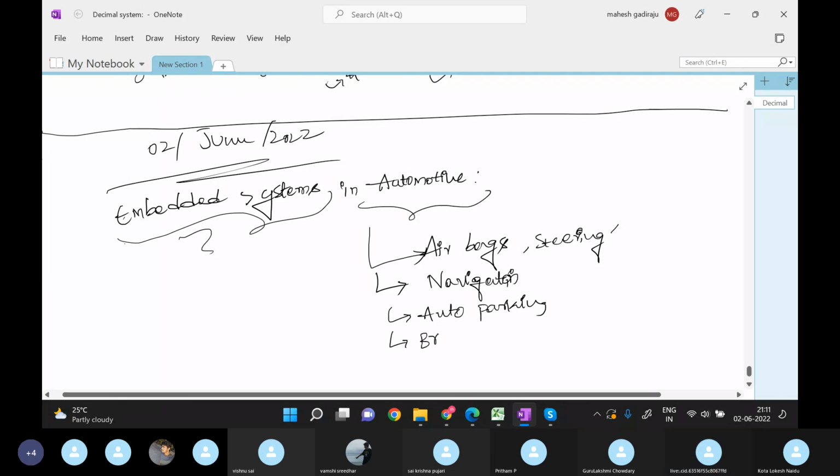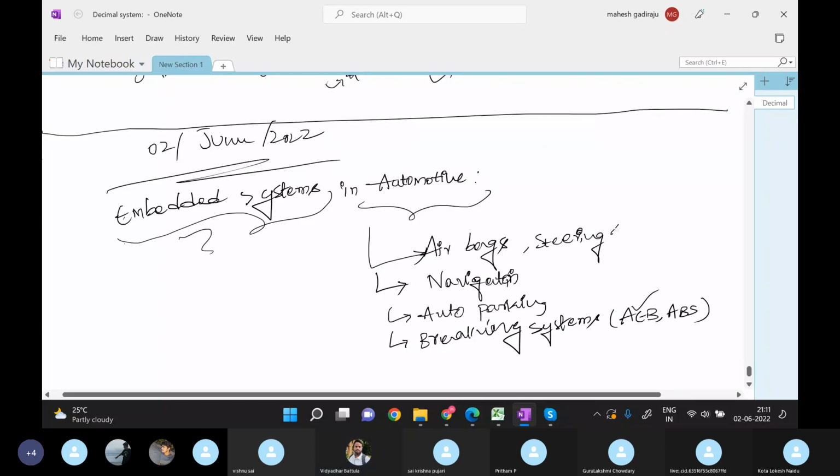Perfect, braking systems. In brakes, where are we using embedded systems, any idea? AEB, automatic emergency braking. Perfect. And also ABS. What is the full form? Anti-lock braking system. This is automatic emergency braking.